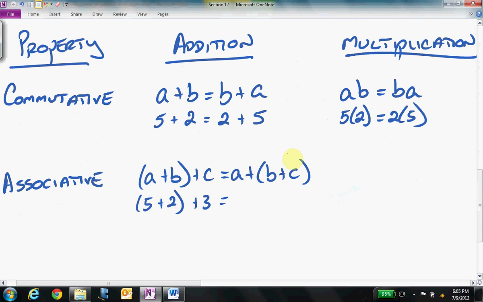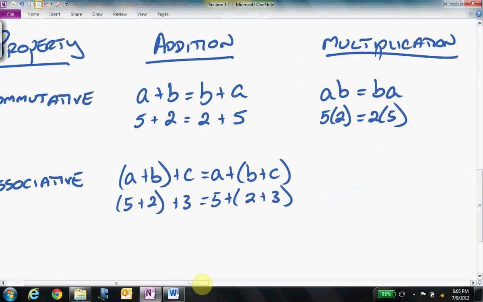So let's hope it's the same thing on this side. Here I'm going to be 5 plus, and then grouped together is going to be 2 plus 3. Well, I've got to do my grouping symbols first. So 2 plus 3 is 5. 5 plus 5 is 10. So we can see 10 does equal 10. So it doesn't matter how they're grouped. If you have all addition, you're going to get the same answer.